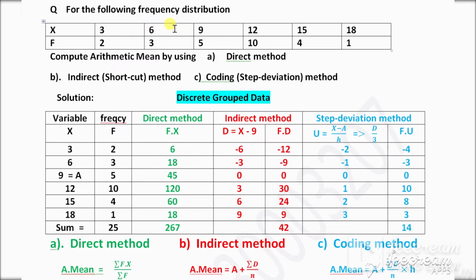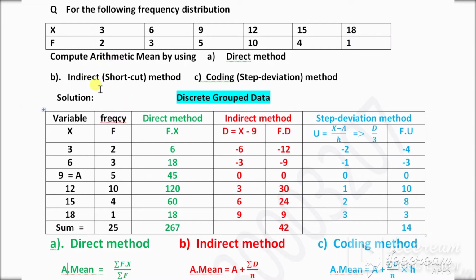So each number has a jumping point. Some will have one jumping point, some will have two, some will have different jumping points. But a discrete number will always have jumping points, and each jumping point has a frequency. So a discrete number with frequency is called discrete group data. Now calculate the arithmetic mean for discrete group data, when x and f are given, by using all three methods: direct method, indirect method, and coding method.